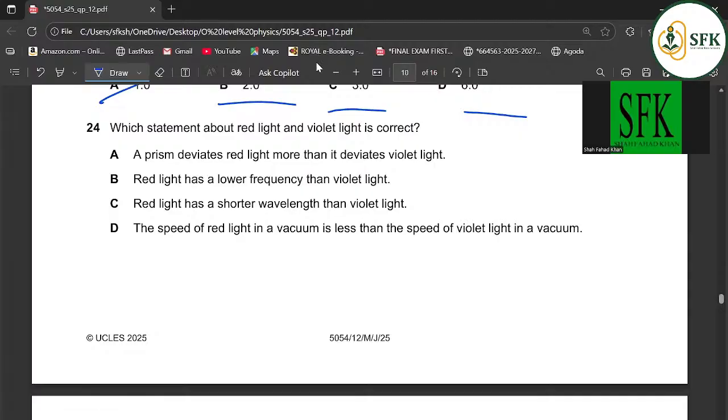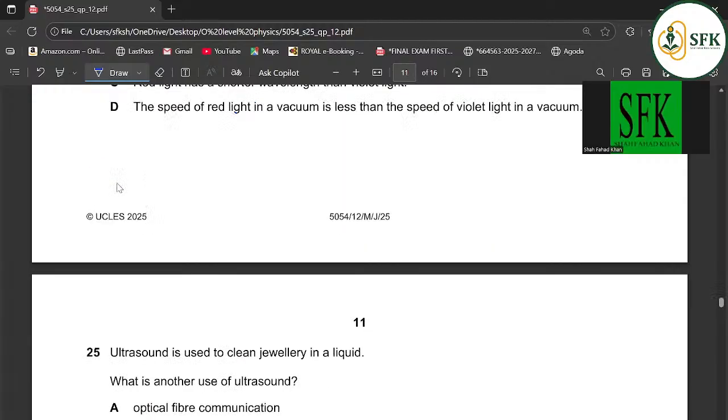24. This statement about red light and violet light is correct. So basically, red light is the one where the wavelength is the highest and frequency is the lowest. Violet is where the frequency is the highest and the wavelength is the lowest. The prism deviates red light more than it deviates the violet light. No, that's not the case. Red light is the least deviant. Violet is the most deviant. Red light has a lower frequency than violet light. Well, that is true. Just saw that. That is true.